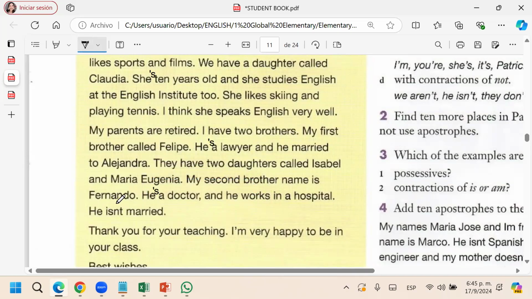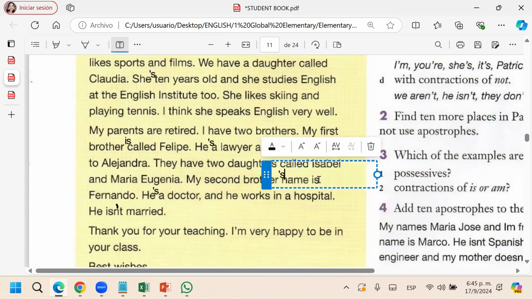And my first brother. My first brother is called Felipe. Yes. My first brother is called Felipe. He's a lawyer. My second brother's name. The name of my second brother. Yes. I have two daughters, Isabel.